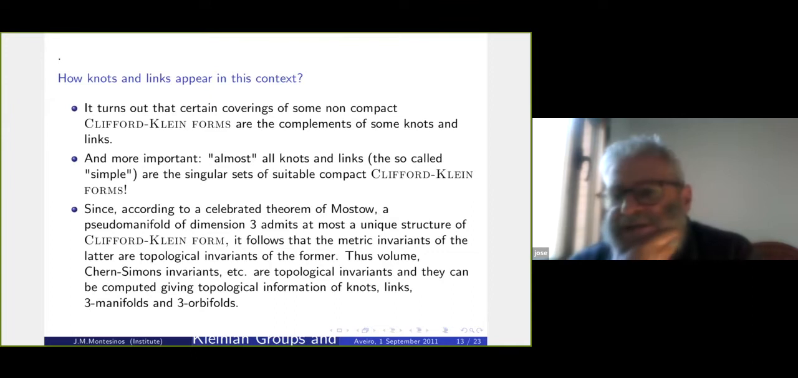Now, how do knots and links appear in this context? Well, it turns out that certain covariants of some non-compact Clifford-Klein forms are the complements of some knots and links.